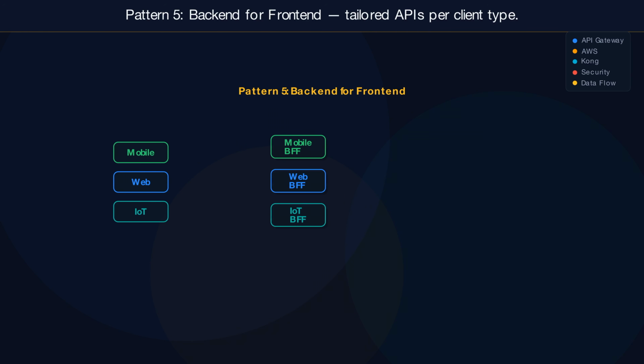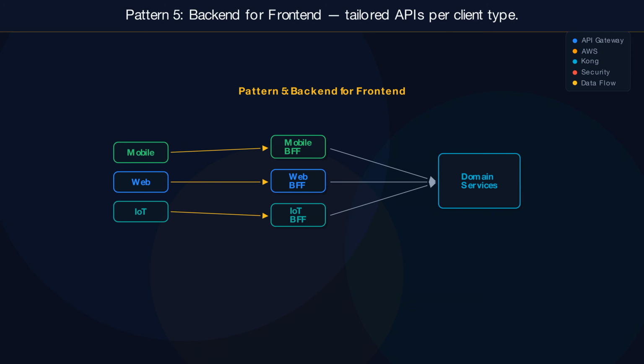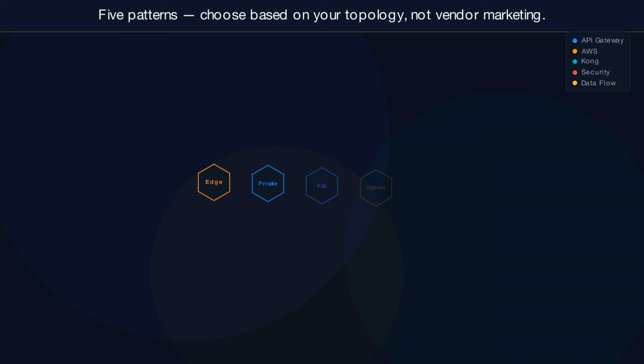Pattern 5. Backend for frontend. Different clients, mobile, web, IoT, each get a dedicated BFF gateway that tailors the API surface for their specific needs. Mobile BFF returns compact JSON. Web BFF supports GraphQL. IoT BFF handles MQTT bridge. Each client gets exactly the data shape it needs, eliminating overfetching and underfetching. 5 patterns. Choose based on your topology, your team structure, and your operational maturity, not vendor marketing.